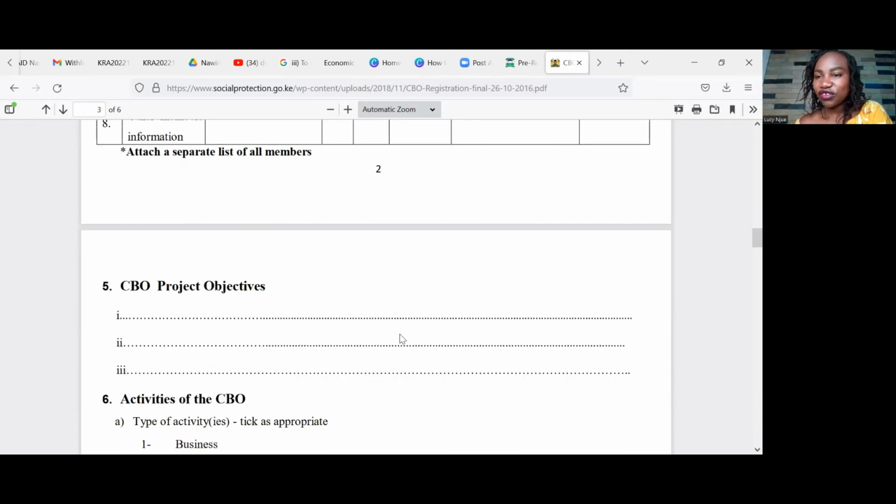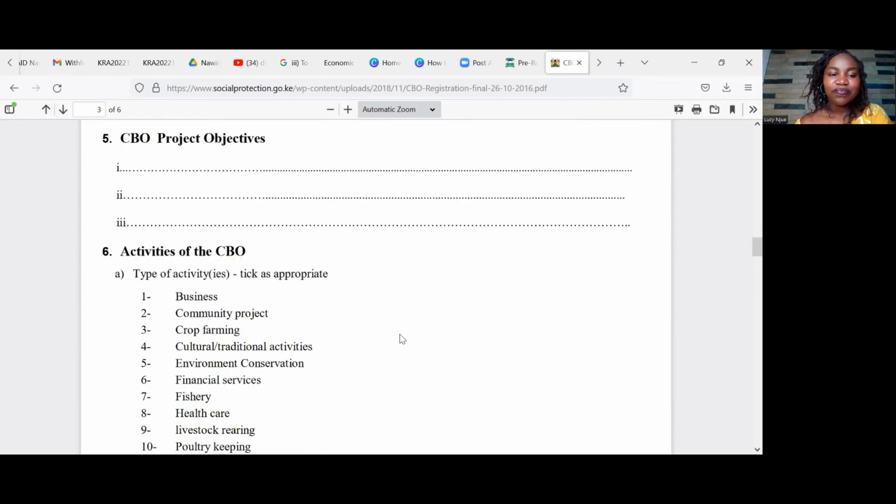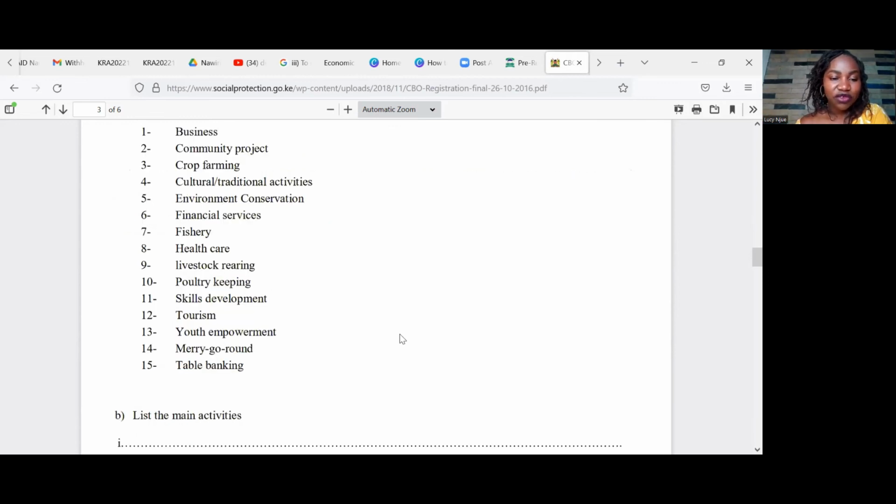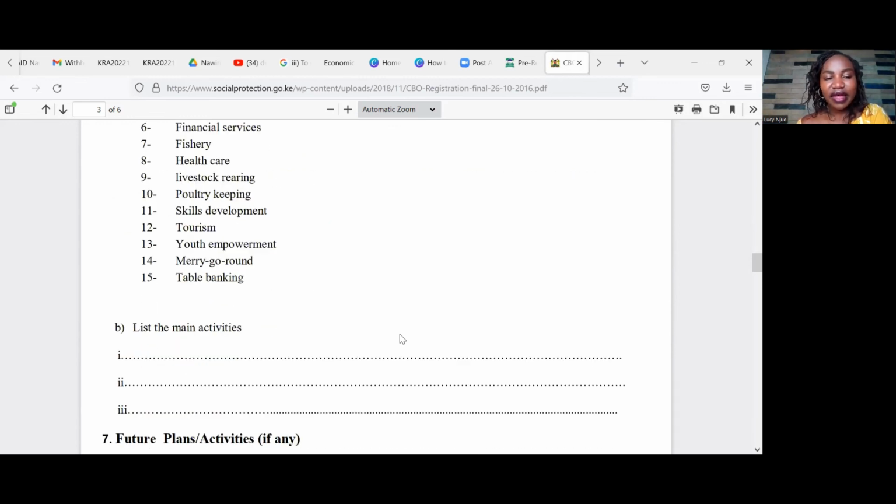Then you need to have thought through your CBO project objectives. Remember when I was talking about even before you register, you need to know what is the need, what are your strategies, what are your priorities. So this is why it is important for you to know your objectives and your activities. What activities are you focusing on? So you need to tick that. And then they ask you to list the 3 main activities.